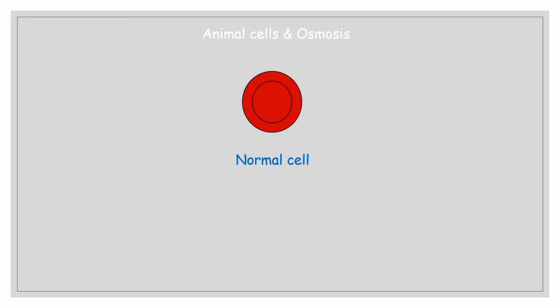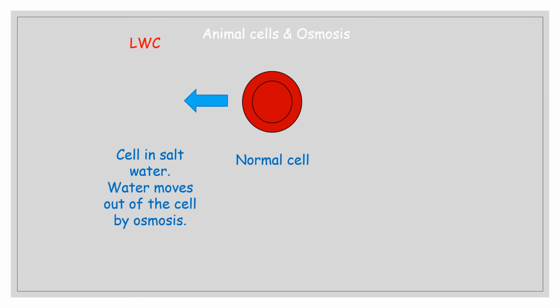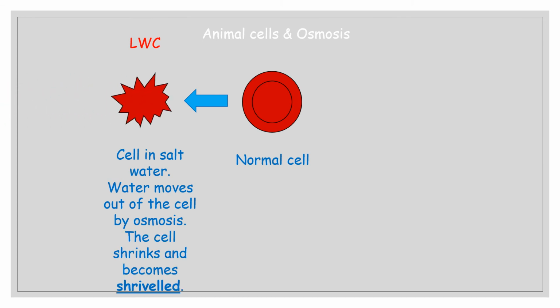So we'll start the process with an animal cell. This is a red blood cell. If we take that red blood cell and stick it into an area of low water concentration, so for instance into salt water, then we know that water will move from high to low, so therefore out of the cell. That cell will then shrink and become shriveled. It may prevent it doing its job within the body.